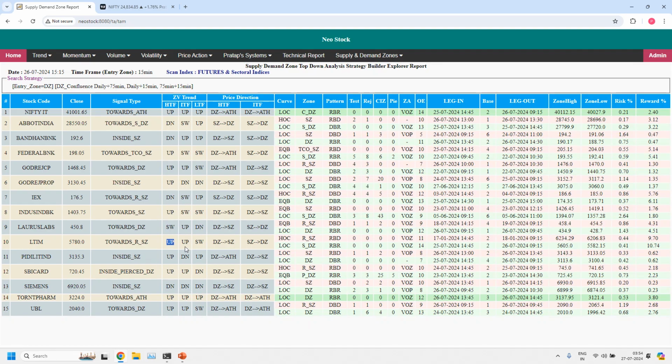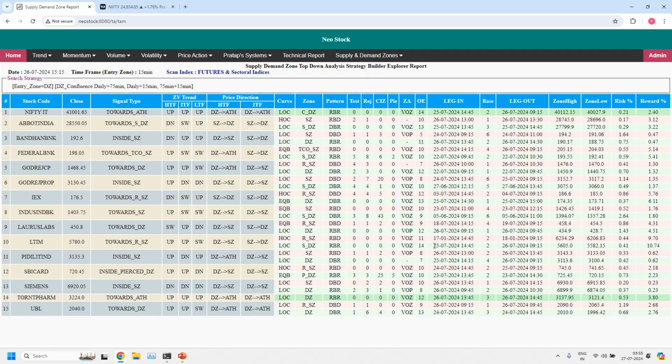But there is a zone confluence. That means price will be entering the HTF, ITF and LTF zones. So let us check whether it is really there or not, because we have selected the demand zone as the entry zone. See the demand zone confluence. Daily plus 75 combination is there, daily plus 15 minutes combination is there, and also 75 minutes plus 15 minutes combination is there. All three overlap with each other. This is the filter we selected, demand zone confluence. That is the point you should not forget.